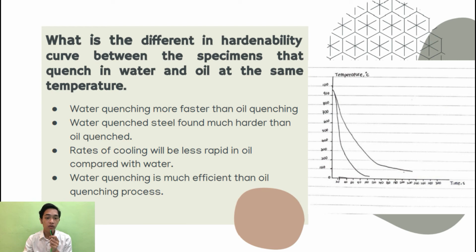Water quench is still found much harder than oil quench, due to its thermal conductivity. Consequently, the rate of cooling will be less rapid or lower in oil compared with water. So water quenching is much more efficient than the oil quenching process.